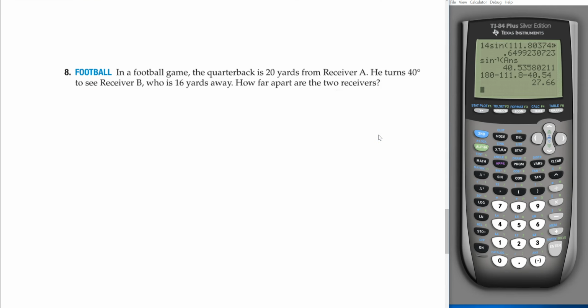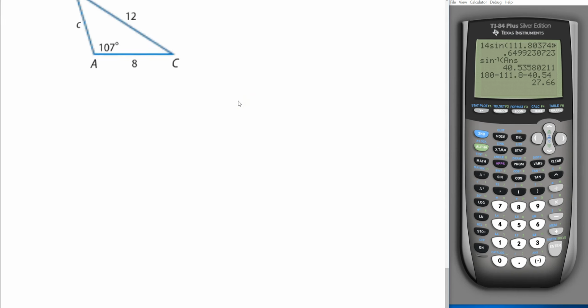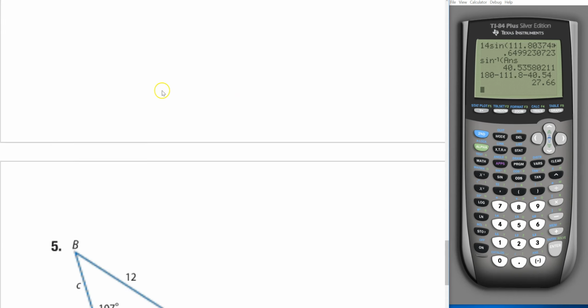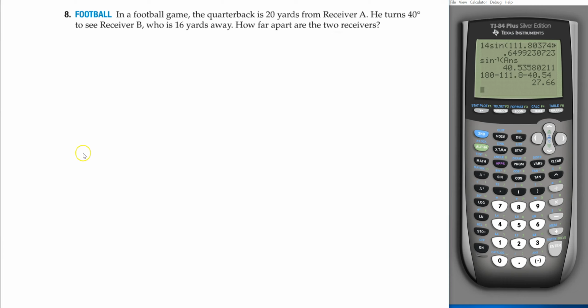In a football game. So this is like a word problem. Probably the last one we're doing. Second to the last one we're doing. Let's look at this one though. In a football game, the quarterback is 20 yards from receiver A. So here's my QB1. It's my little Matt Saracen right there. So this is Sage right here. He's 20 yards from receiver A. So 20 yards apart. Here's receiver A.